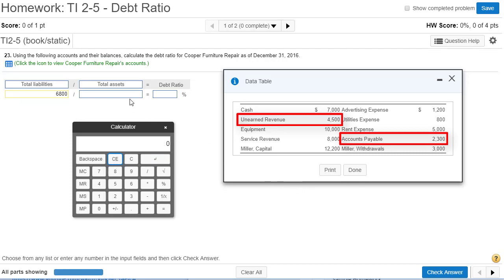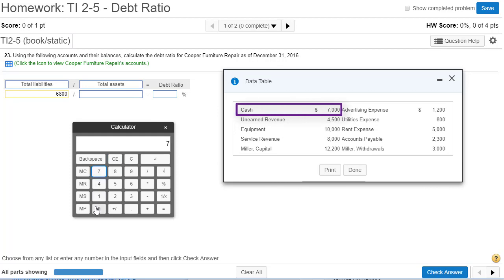Clear that. Now we need to calculate our total assets. So cash is an asset. Plus, let's see, equipment is an asset. 10,000 plus, let's see, do we have any other assets? I don't see any other assets. So we've got $17,000 of total assets. Now to calculate the debt ratio, we're just going to take 6,800 divided by 17,000.